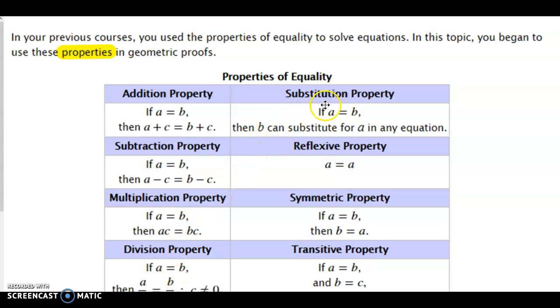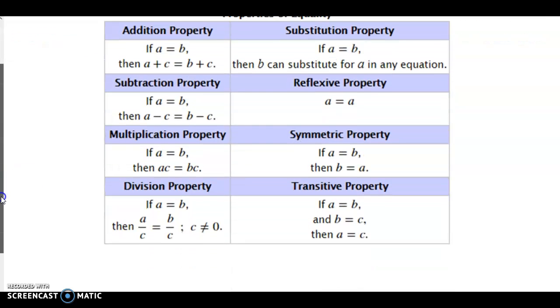The substitution property says if you know 2 things are equal, then you can replace one with the other anywhere in an equation. The reflexive property simply states that something is equal to itself. The symmetric property allows you to flip-flop an equality. So if you know A equals B, then B equals A. And the transitive property says if you know A equals B and B equals C, then since both of these things equal B, they have to equal each other. So A equals C.